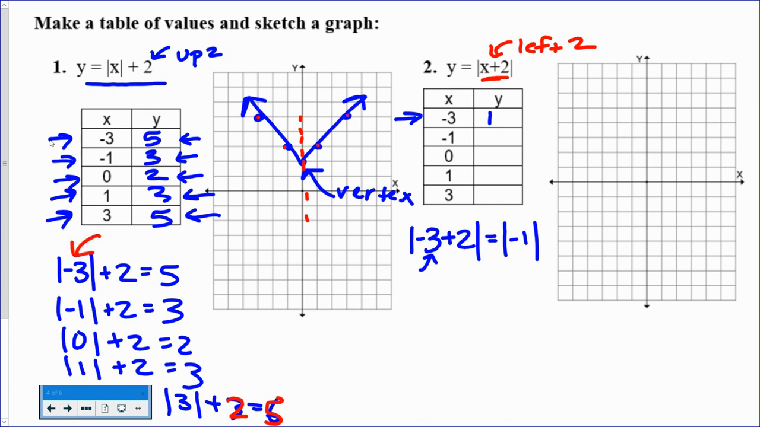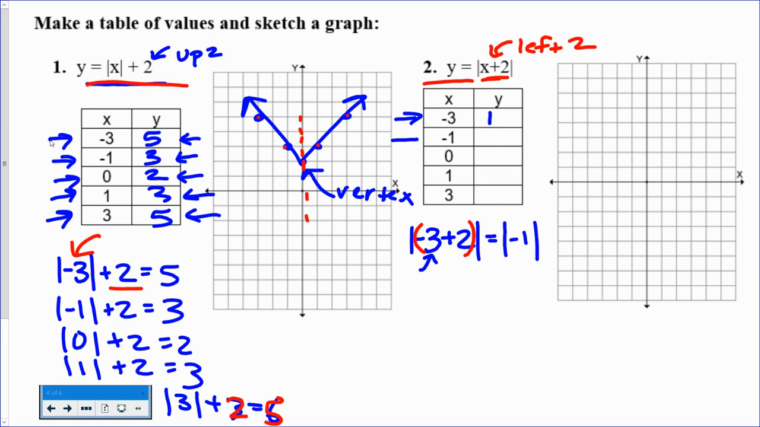I took the absolute value first because that was the only thing in there, and then I added 2. Now I am adding these things together first, and then I'm taking the absolute value. Okay, these two equations are different, and they're going to create a different graph. They both have absolute values, and they both have a +2, but in different locations, and that's important to pay attention to.